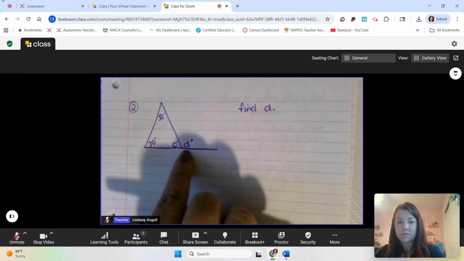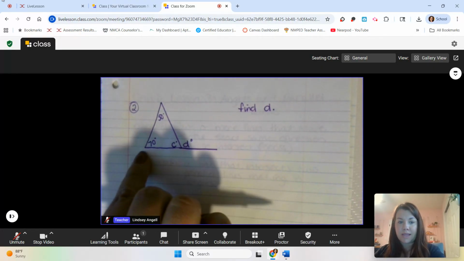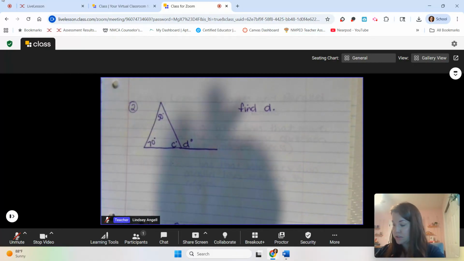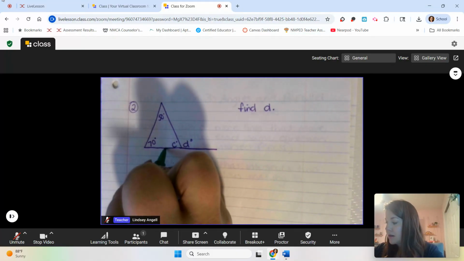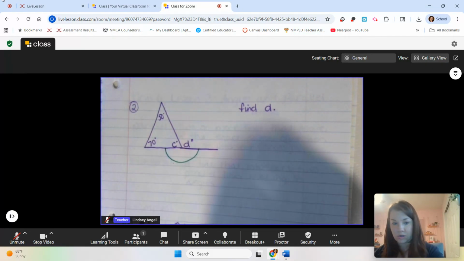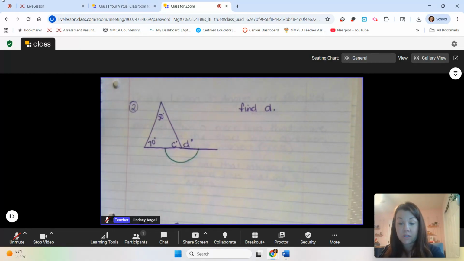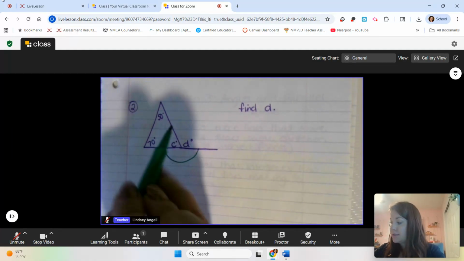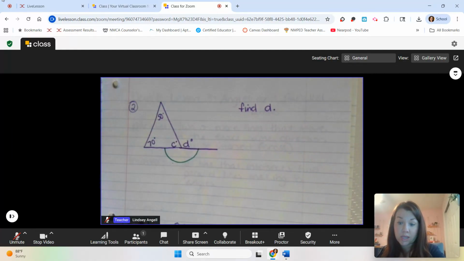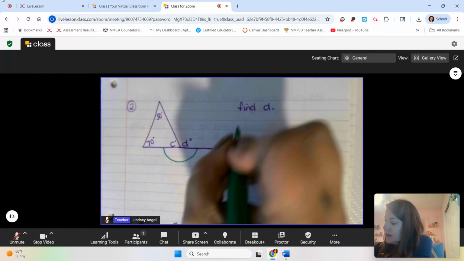Then I also told you that a straight line is also equal to 180 degrees, because really that's like half of a circle, right? And a full circle is 360 degrees. A half circle is 180. All right? So C plus D should equal 180. So let's go ahead and work on this.